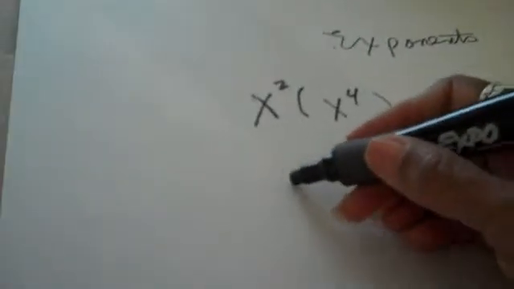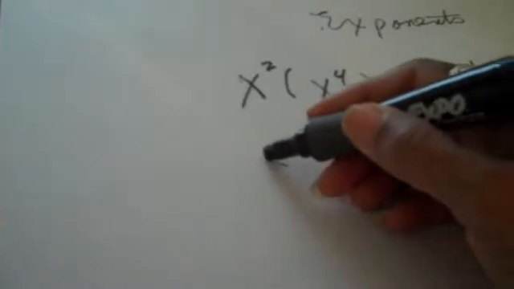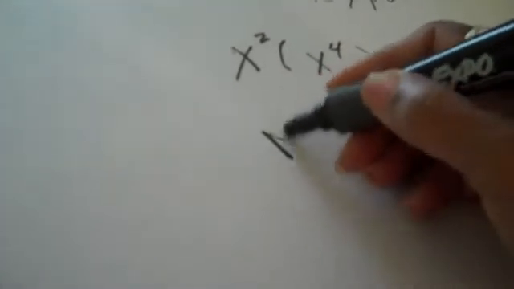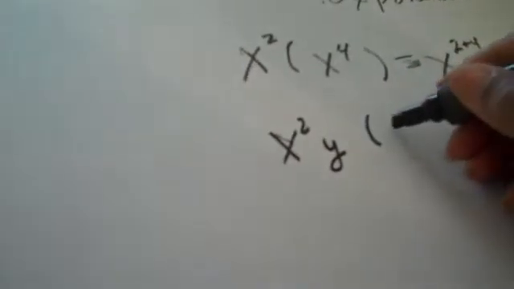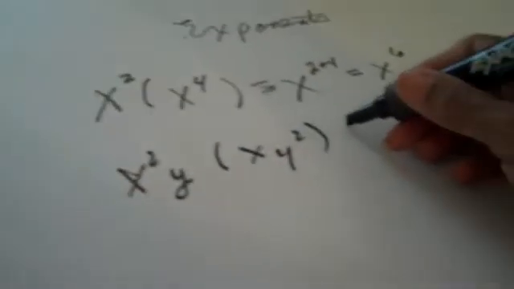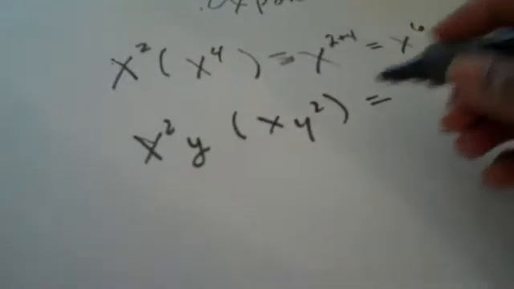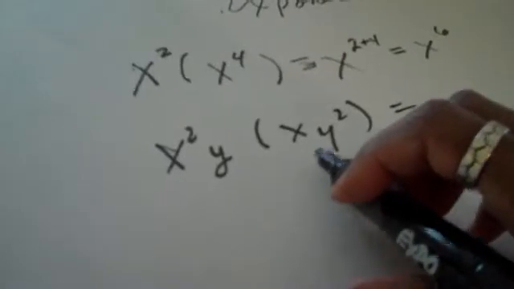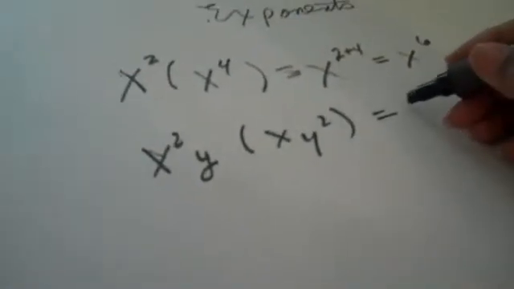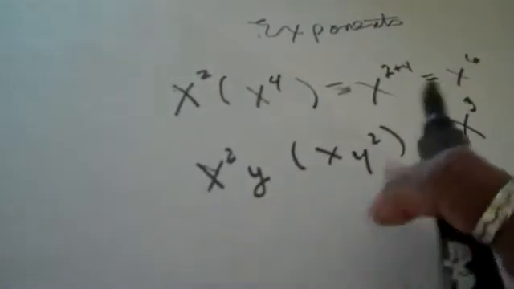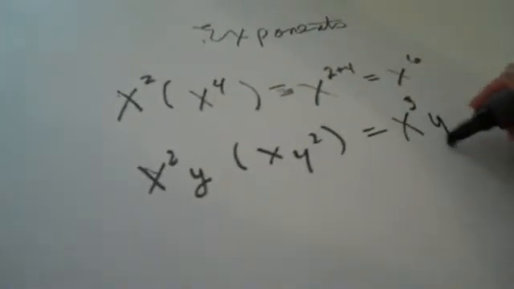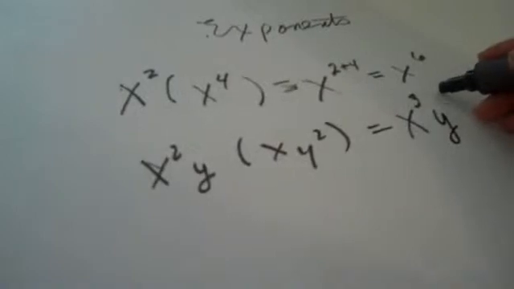If we have an expression, let's say like x squared y times x y squared, where we have several variables involved, we do the same thing. The like portions, x squared times x, we add the exponents, and that'll give us x to the third. And then the y times the y squared, again, we add the exponents, and we'll get y to the third.